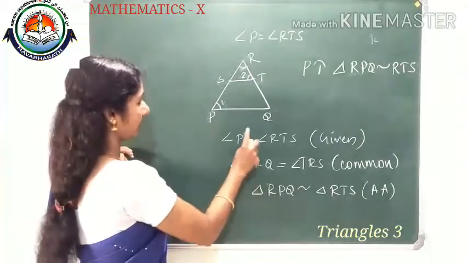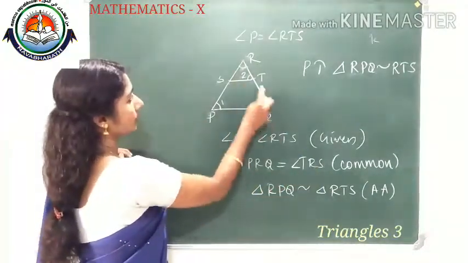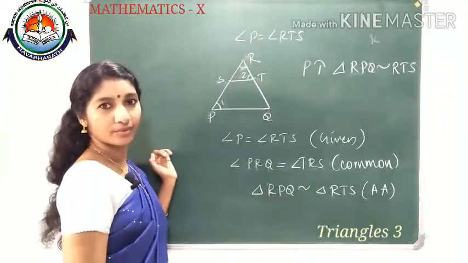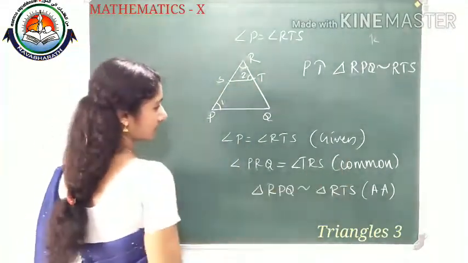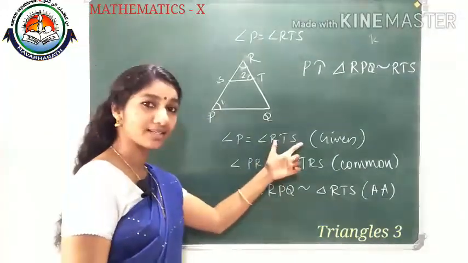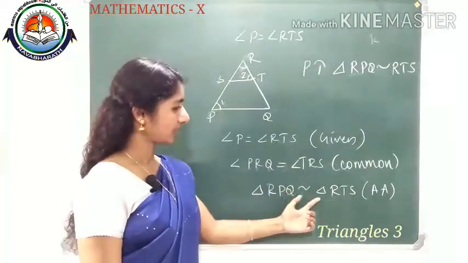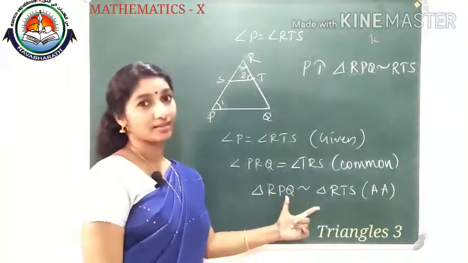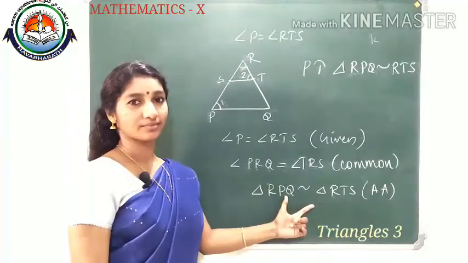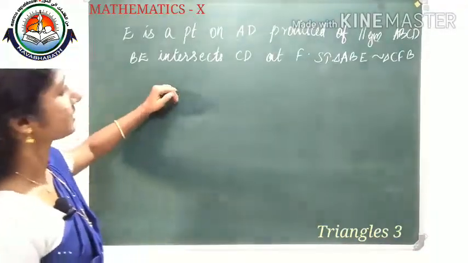Or elaborately writing, PRQ equal to TRS. That is the common angle. So we got two angles are equal from these two pieces of information. One angle is given and one angle is common. So two angles are equal. So we can write by AA criteria the triangles are similar. Got it? Okay.